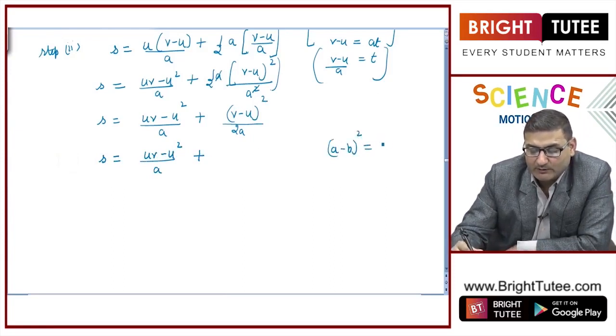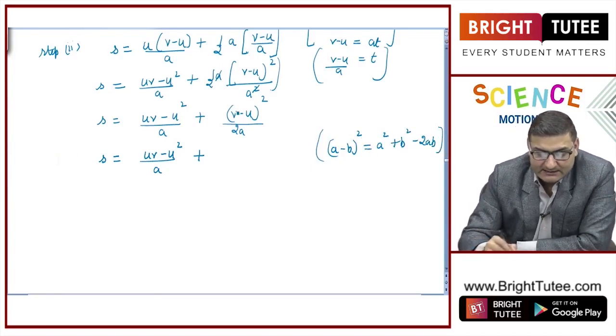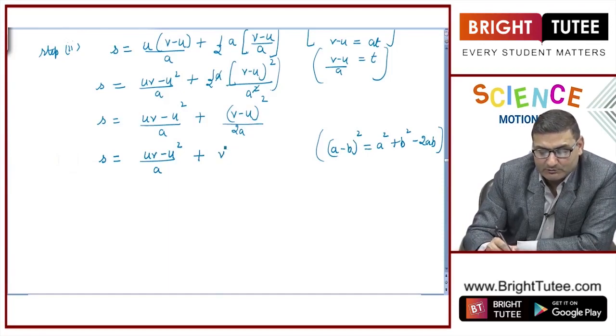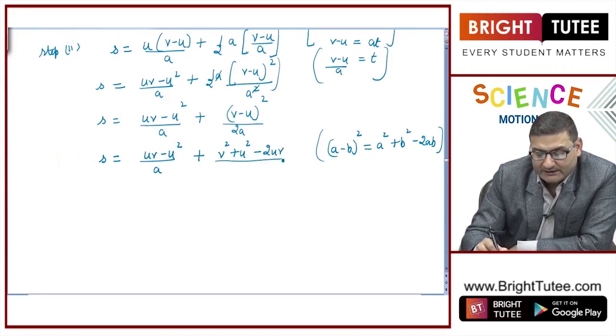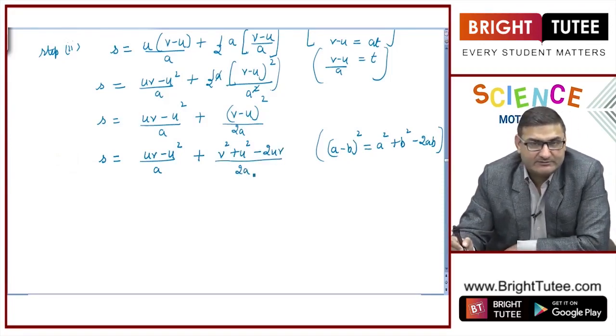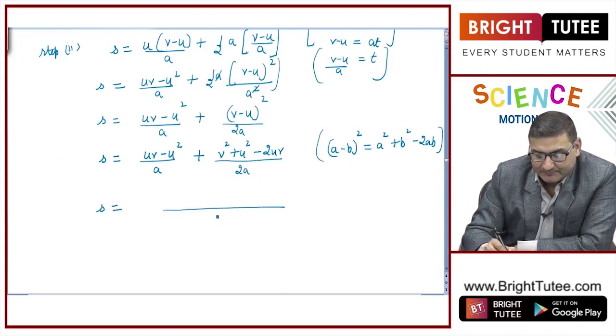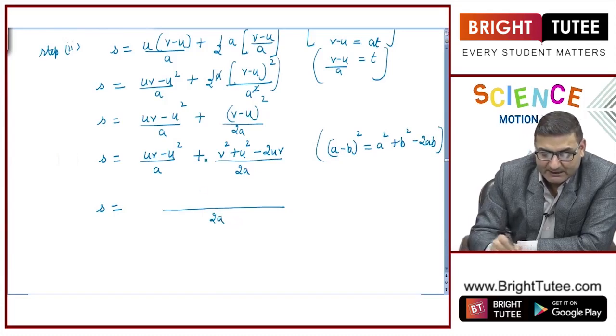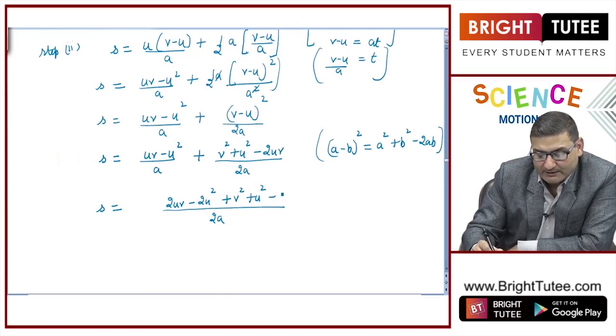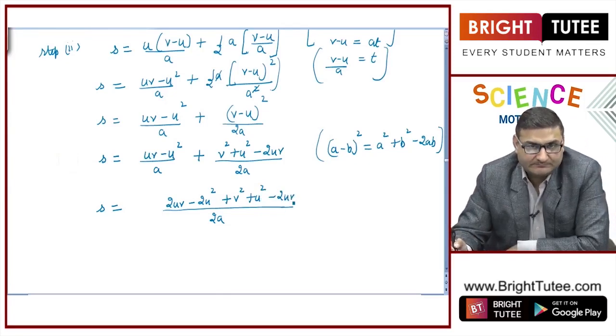We know this identity that (a minus b) whole square is equal to a square plus b square minus 2ab. This is a mathematical identity. Using this, I can write (v minus u) whole square as v square plus u square minus 2uv, divided by 2a as it is. Again, next step, for a and 2a, I will take an LCM which will become 2a. Multiplying the first part with 2, I will get 2uv minus 2u square, plus v square plus u square minus 2uv as it is.